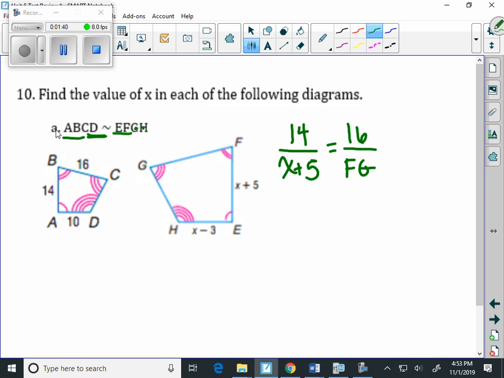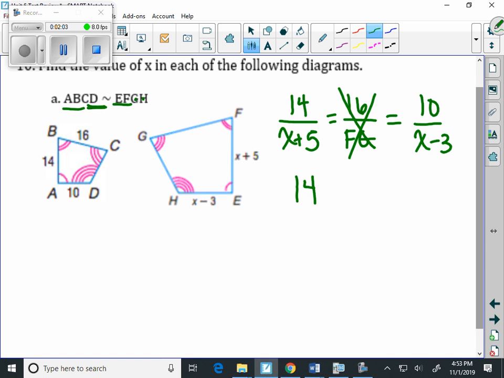But then the last that we can put together here is we can take AD, which has a length of 10, and EH has a length of x minus 3. So watch out and make sure that these align. Again, this one doesn't help us. But once we take this, 14 over x plus 5, and 10 over x minus 3, that will allow us to solve this problem.